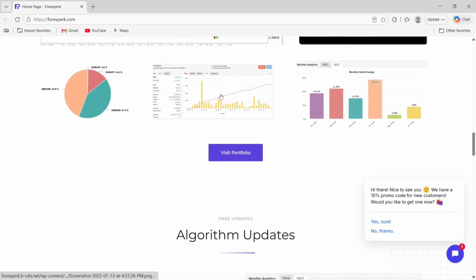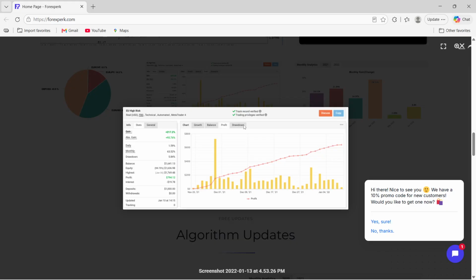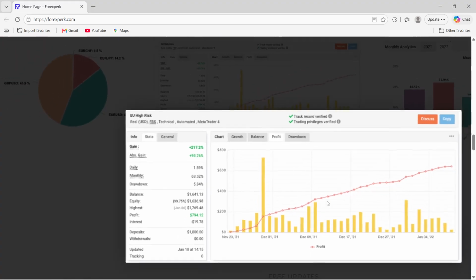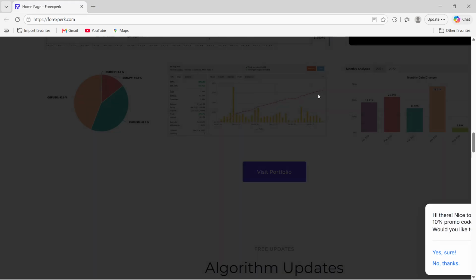Right, so there are some screenshots provided on the developer site as well. As you can see, it looks pretty decent. The gain of 217.2%, and the equity curve actually looks nice. You can see steady growth across the graph.